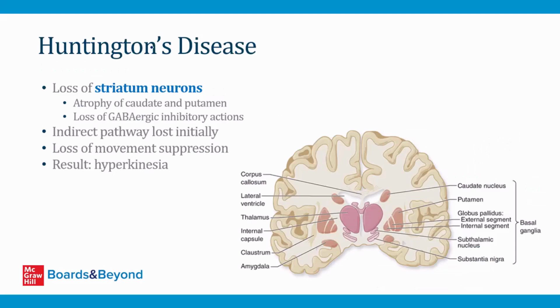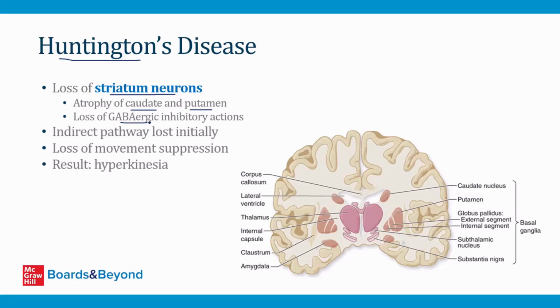Okay, so Parkinson's disease is the classic example of the indirect pathway being overactive, so you get decreased movement. In contrast, Huntington's disease is the classic example of the direct pathway being overactive, so you get too much movement. So the cause of Huntington's disease is loss of striatum neurons. You can actually see on imaging in patients with Huntington's disease atrophy of the caudate and the putamen in images of the brain. And remember, those neurons in the striatum release GABA and inhibit other structures, so you're going to lose those inhibitory actions of the striatum.